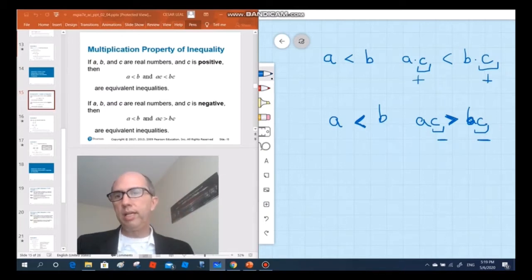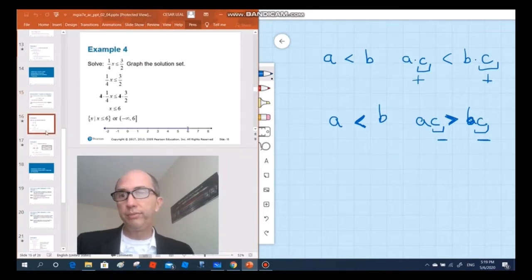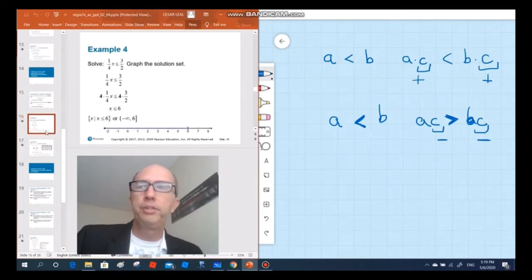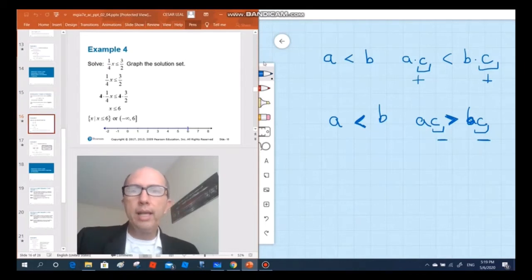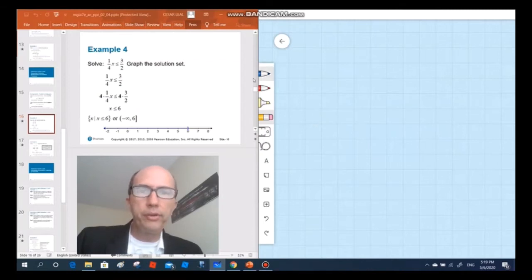And this is the only particular thing that you're gonna have for applying multiplication property to inequalities, which is different from applying to equations. Okay, example 4.